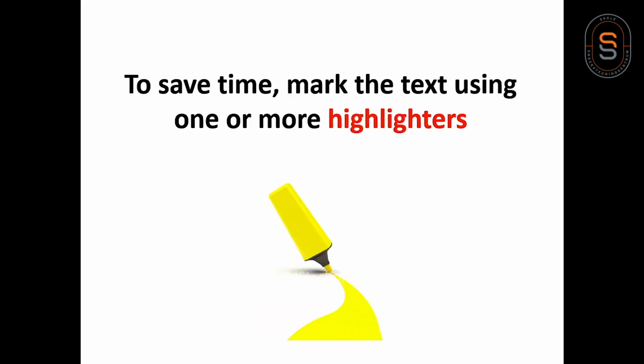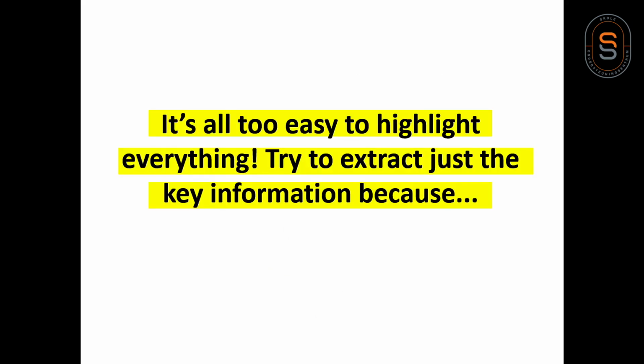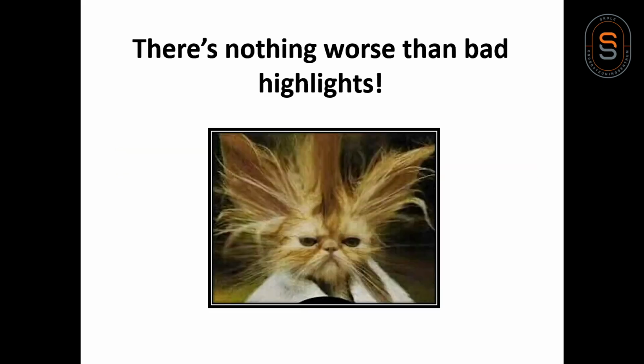Now, to save time, mark the text using one or more highlighters. So in other words, after you've read your question very carefully and you have identified exactly what you need to summarize, take out your highlighter and on your text, mark the 7 points that you think are applicable to this question. It's all too easy to highlight everything. Try to extract just the key information because there's nothing worse than bad highlights.